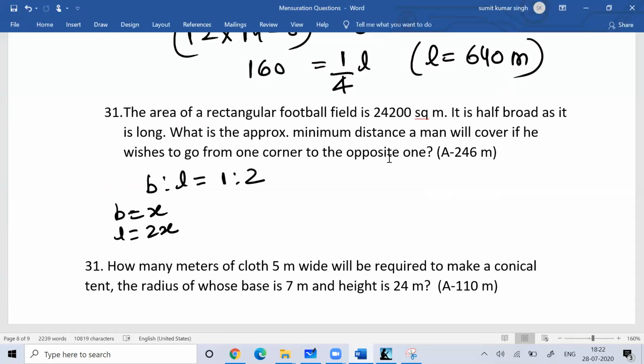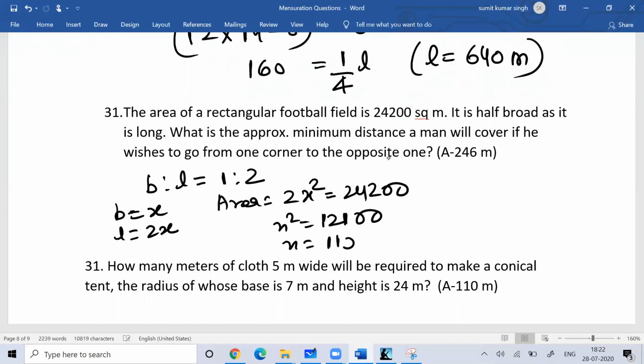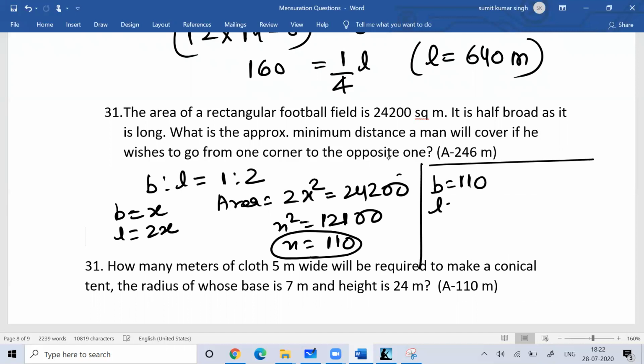So what would be the area? The area of this would be 2x square, and that is equal to 24200. So x square is equal to 12100. So x is equal to 110. You got the breadth is equal to 110, so the length would be equal to 220.